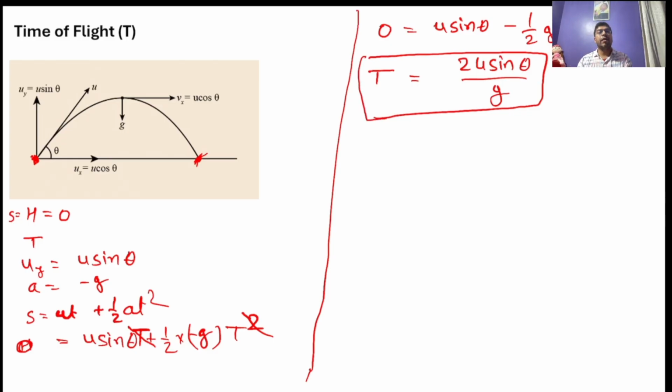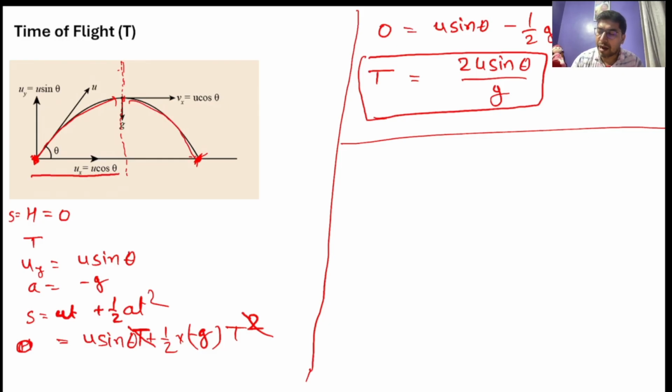Clear? Any doubt? So total time of flight is 2u sine theta by g. Is there any other way to calculate? Think. Yes, definitely. See, this projectile motion is parabolic, and it's symmetric about this point. So the time it takes to go up is the same time it will take to come down. So this time will be half the time of flight.